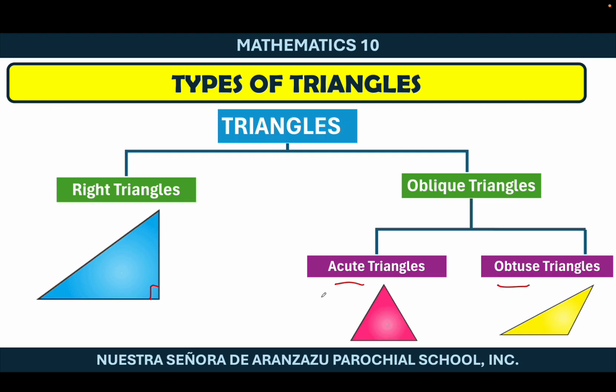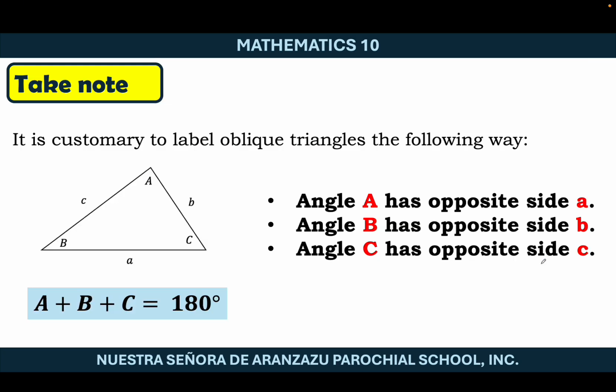An acute triangle has all angles measuring less than 90 degrees. While the obtuse triangle has one angle which measures greater than 90 degrees but less than 180 degrees. So those are the types of triangles.